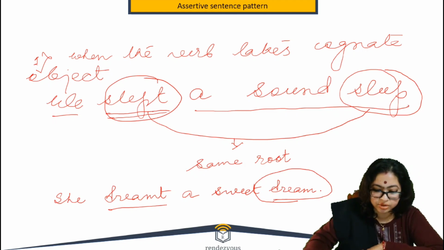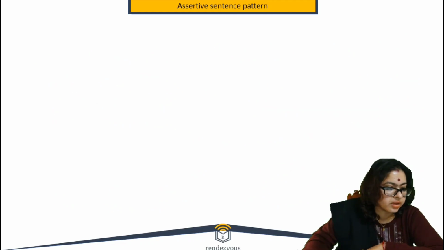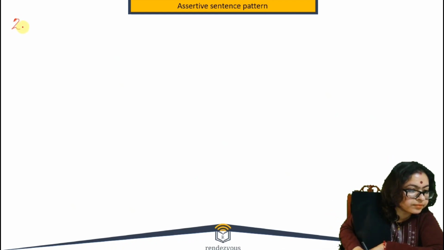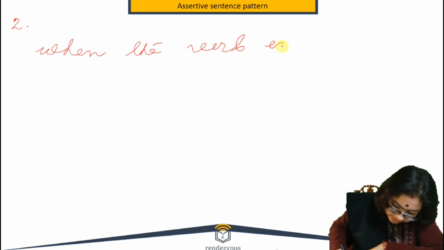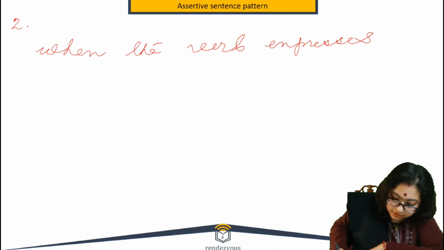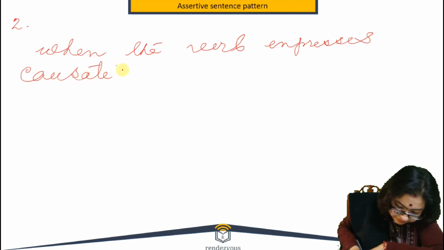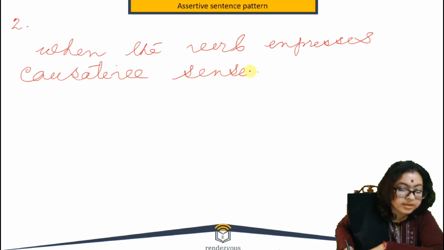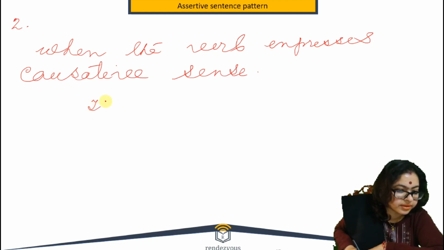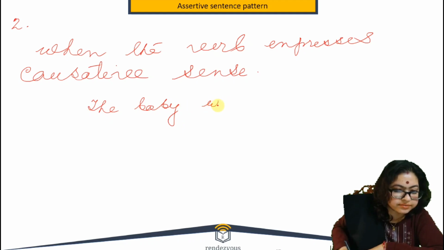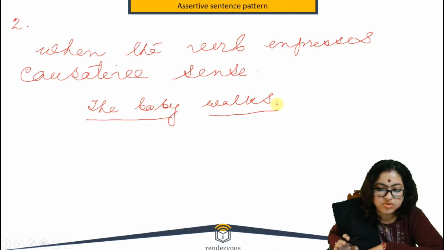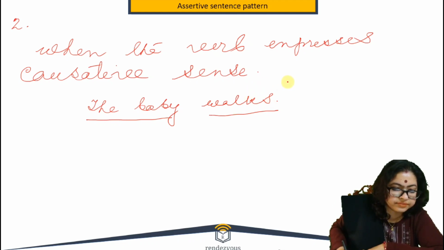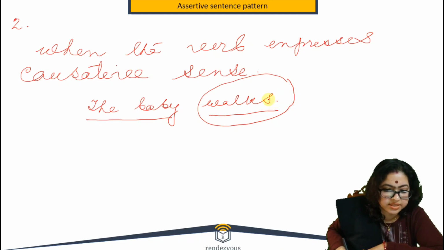Case number 2. We shall move on to case number 2: when the verb expresses a causative sense. Suppose I am saying, the baby walks. Here the baby is the subject and walks is plain and simple the verb. There is no object that you can see. So walks here is an intransitive verb because it does not have any object.